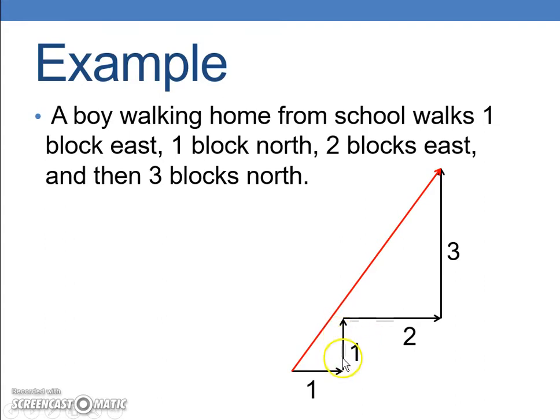We can move this 1 block north over here and have a total of 4 blocks north. And then we can move this 2 blocks east down, and we would have a total of 3 blocks east. So that gives us a 3 and a 4 on each side. Now, because this makes a right triangle, we can use the Pythagorean theorem, a squared plus b squared equals c squared, to solve for the hypotenuse of this triangle. Go ahead and do that and plug that number into your notes. And that's it for today.